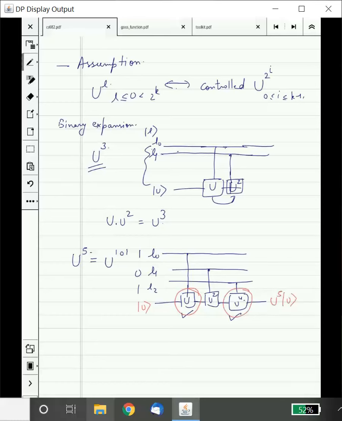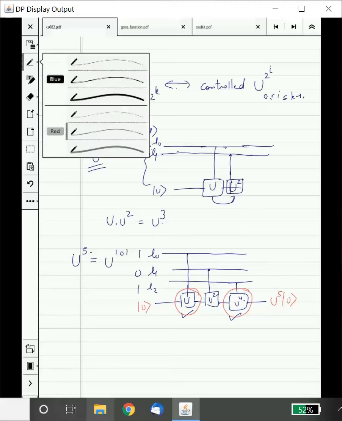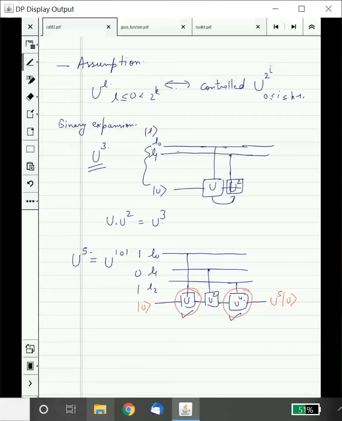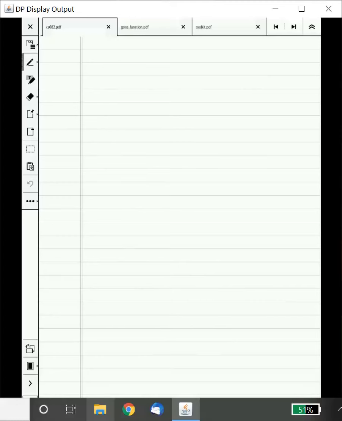This shows that just by this binary expansion and controlled power of U's, or 2 powers of U's, I can apply any U to the power L for this. I can actually make a simple circuit. You can see that this particular circuit will work. You can easily verify that this circuit will work.